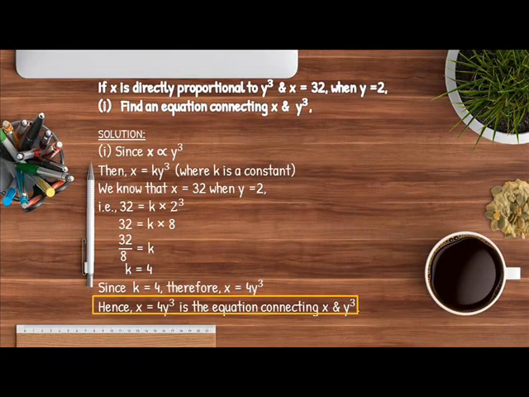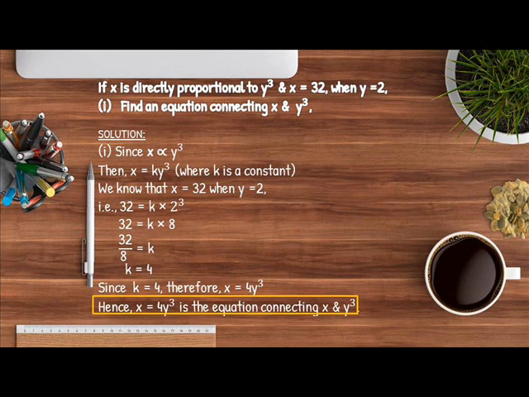Question says if x is directly proportional to y cube and x equals 32 and y equals 2, find an equation connecting x and y cube. Well, we have already discussed in the previous videos that when two quantities are directly proportional, how can we form the equation? Here x is directly proportional to y cube, which can also be expressed as x equals ky cube, where k is the constant of proportionality.